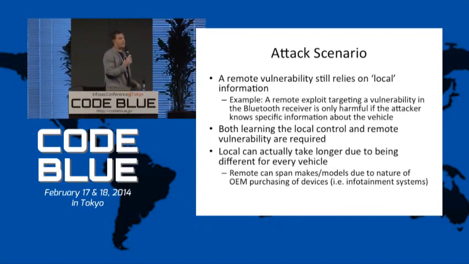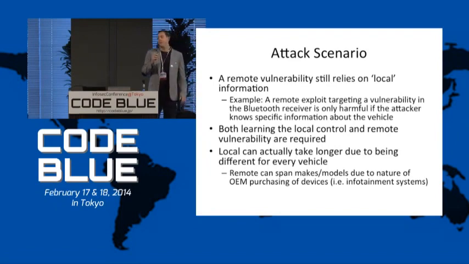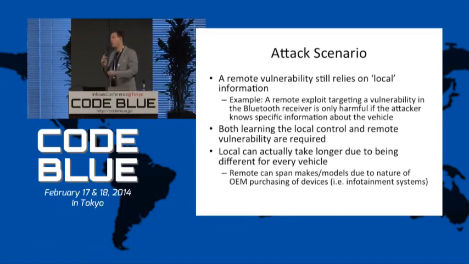Each car and each manufacturer is proprietary in the way they send messages. The Ford that I'll show you was way different than the Toyota with the way they sent messages and how they were used. So you need to understand these to physically control the car. The learning of the proprietary messages can actually take quite a bit longer than figuring out a remote exploit for a vulnerability in some kind of wireless entry point, because the wireless entry point can be somewhat universal.